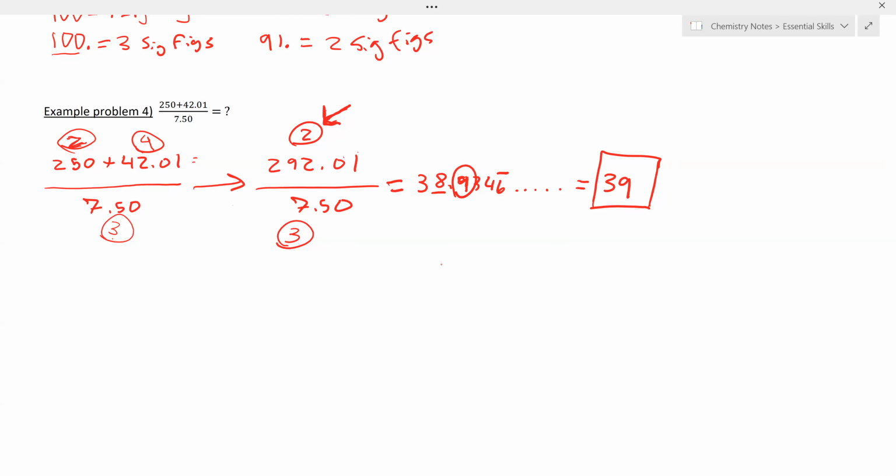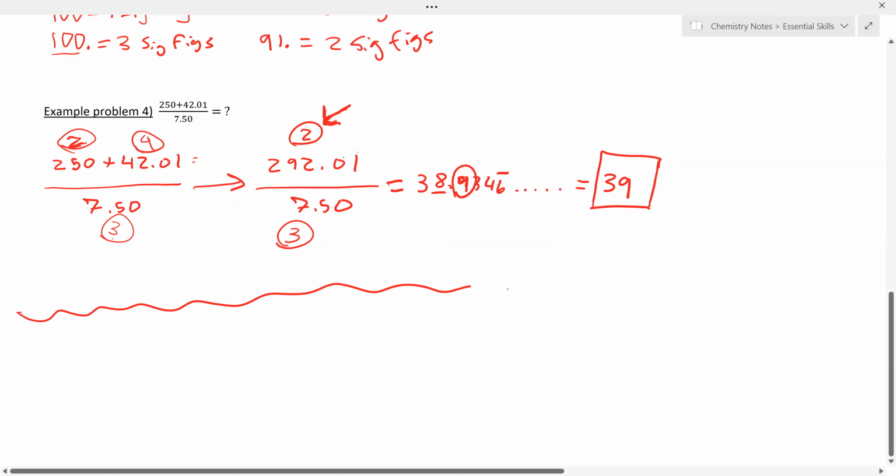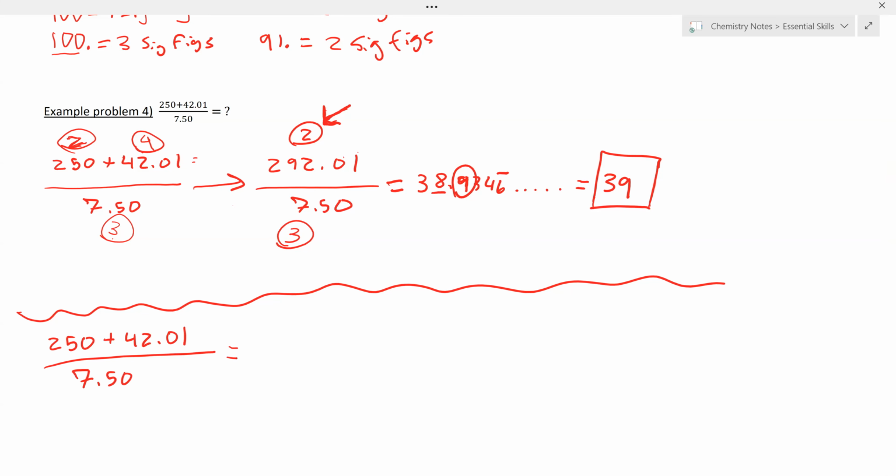Let's do a little thought experiment here. Let's not pay attention to sig figs at all. So let's start again, and I'll erase all this. So we're going to ignore sig figs here. I'm going to go 250 plus 42.01. You get this number.